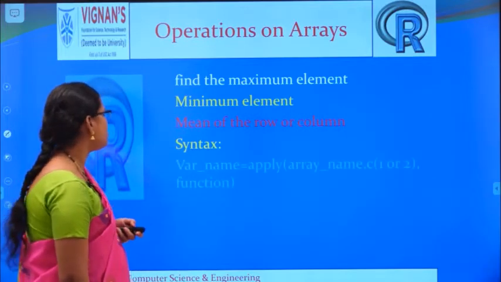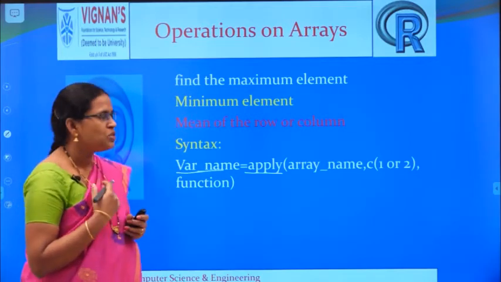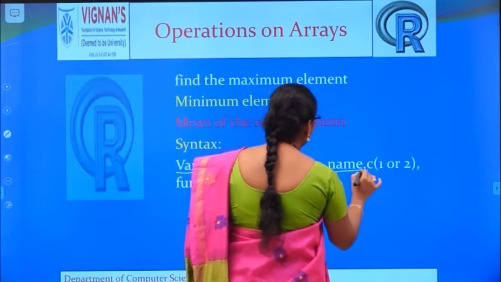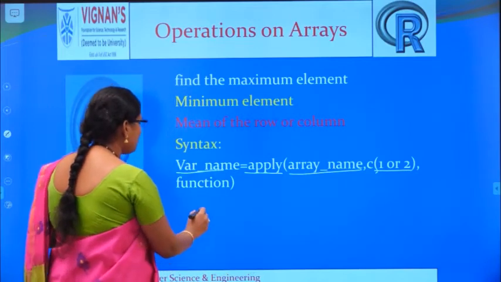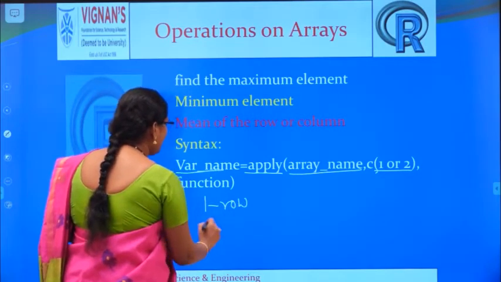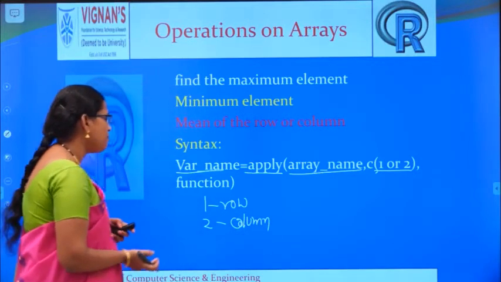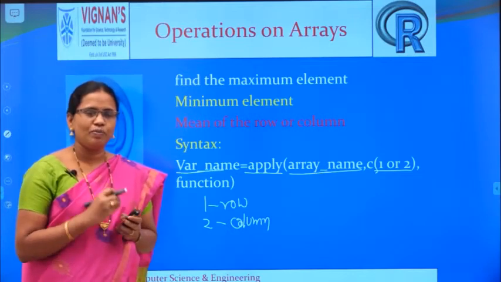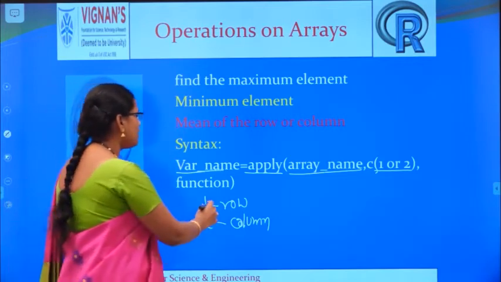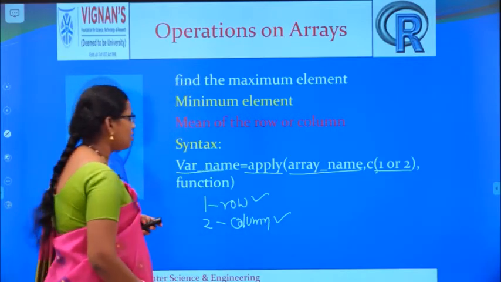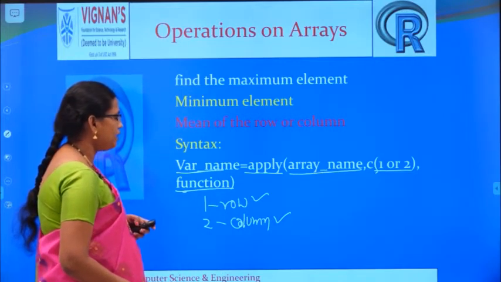The syntax is: variable name is equal to apply of. So you need to make use of the apply function. Then you specify the array name and C of 1 or 2. Here 1 specifies the rows and 2 specifies the columns. If you want to perform an operation on the rows, you give C of 1. If you want to perform an operation on the columns, you specify C of 2. And then you give the function that you want.